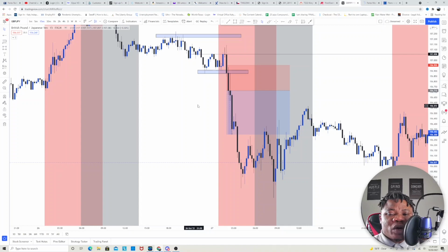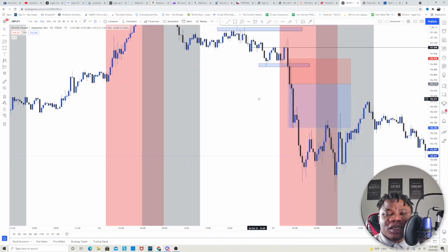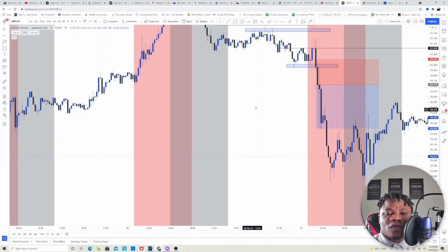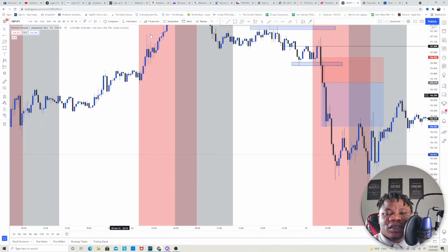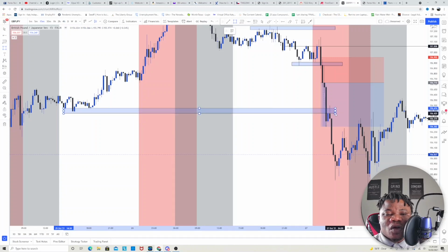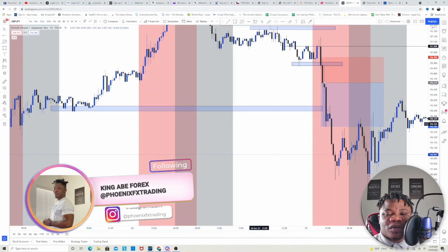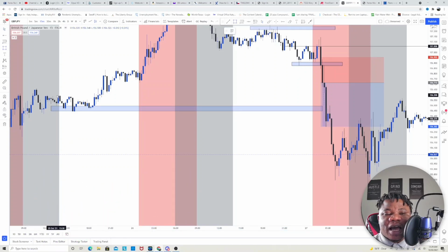Now, to figure out where our take profit is going to be, I just have to look to the left hand side, and all I have to do is look for the low here on the Asian session. I can target the low of the Asian session, and if I want to have multiple take profits, I can target the previous high as well.